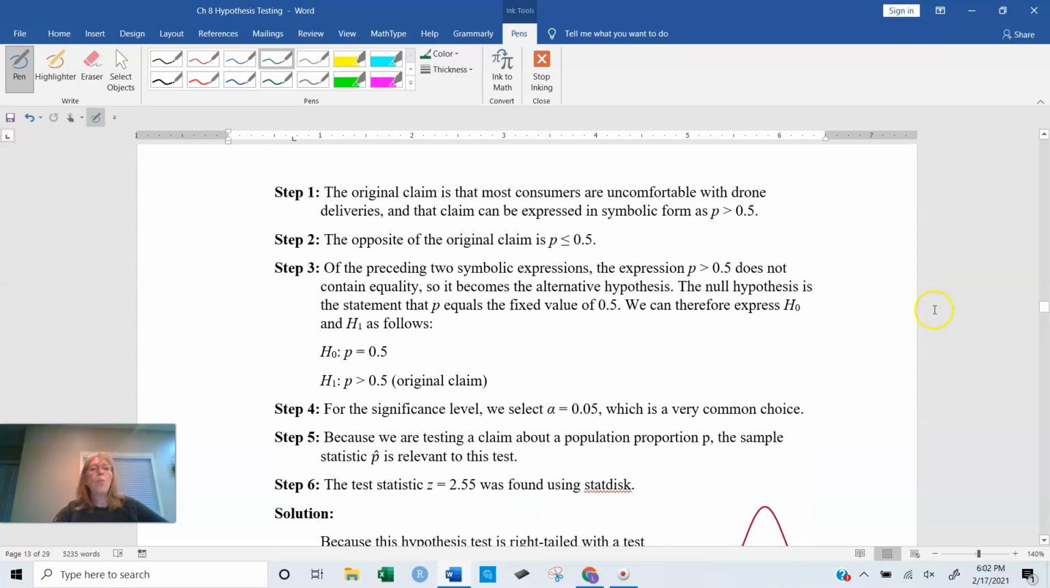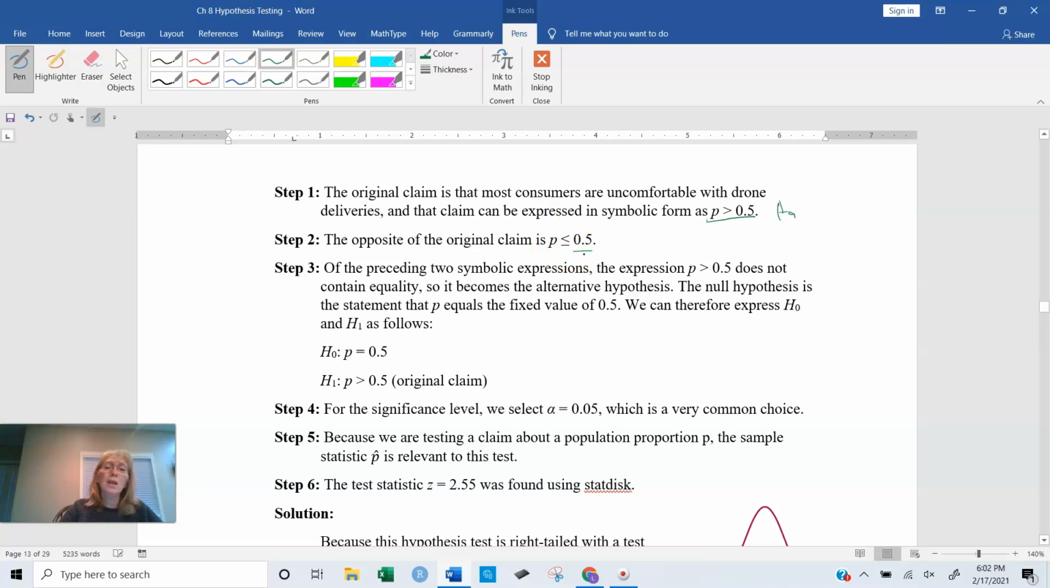All right, step 1. Now there's 8 steps you have to follow. The original claim is that most consumers are uncomfortable with drone deliveries, and that claim can be expressed, so we said that's p is greater than 0.5. That was our H sub A. All right, the opposite is p is less than or equal to 0.5.